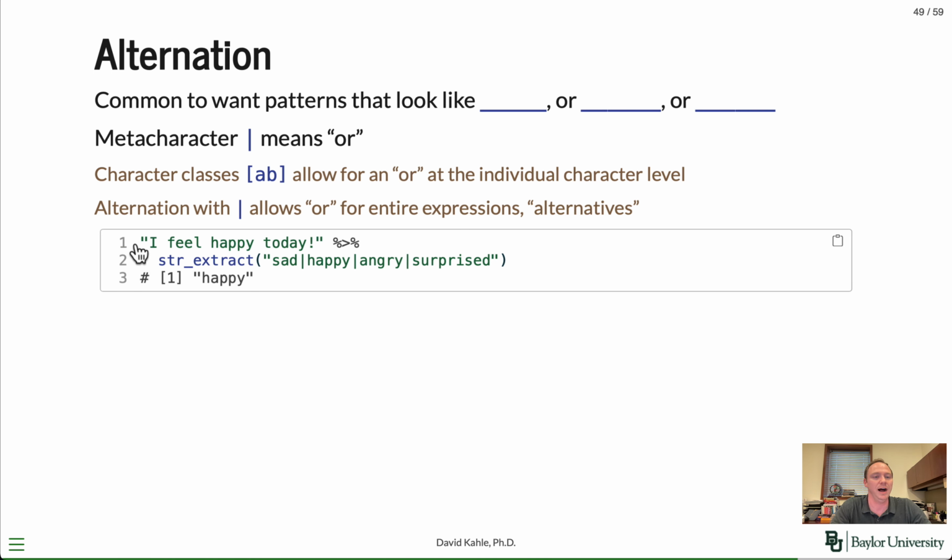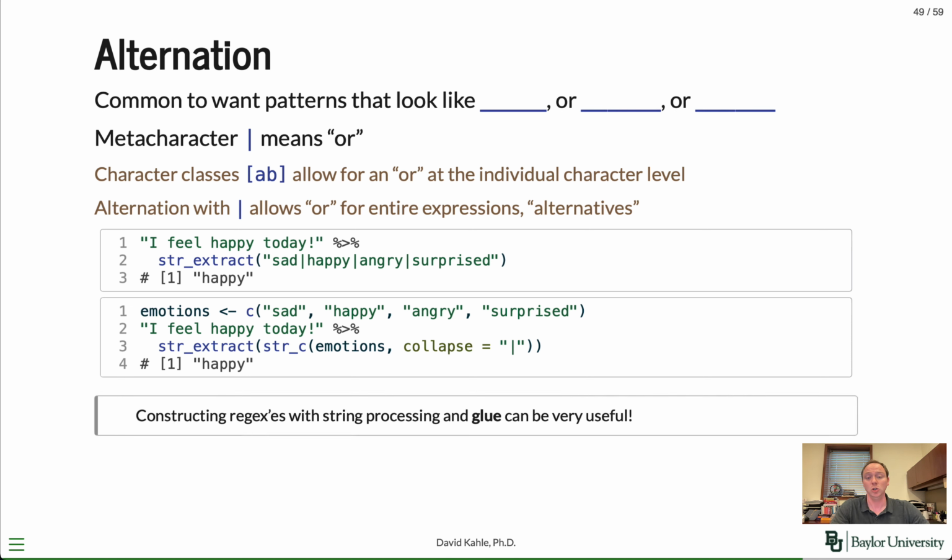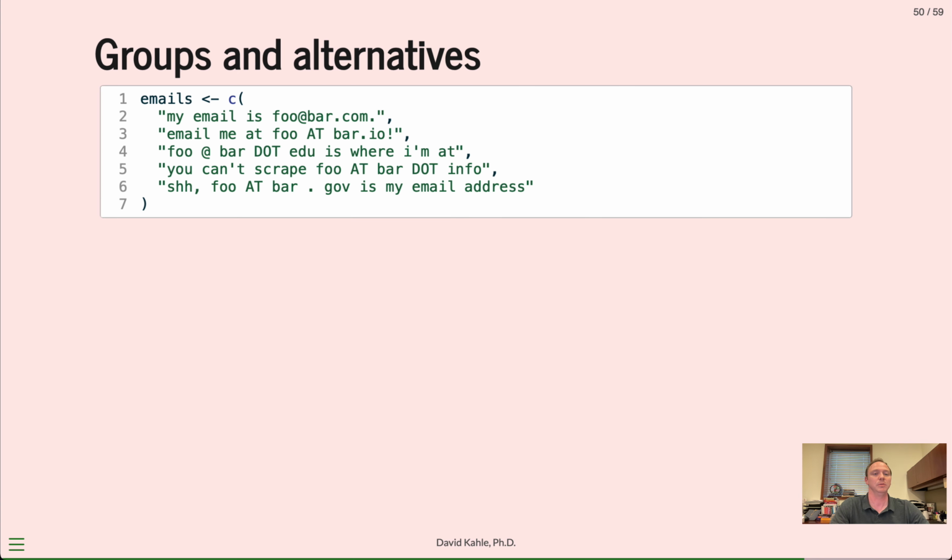So here's a string, I feel happy today. And I want to pull out whatever the emotion is, but the emotion could either be sad, happy, angry, or surprised. And it pulls out happy, so a sequence of characters, not just one. I could actually tie this into a list of emotions. So the regular expression doesn't have to be typed directly into the function str_extract_all. It can be bound to a variable and then found that way, and that's just fine. glue is very, very powerful for creating regular expressions. So let's look at an example of that.